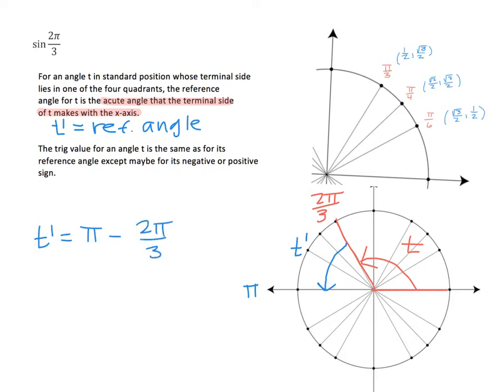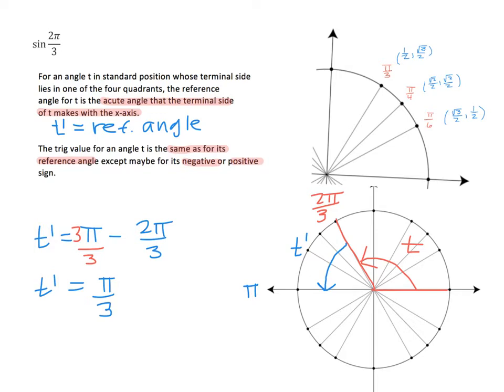So to do that subtraction, we can think about getting a common denominator. So multiply by 3 on the top and the bottom. And so we're going to end up with T prime, or the reference angle, is 3 pi minus 2 pi, so just pi over 3. Okay, so the significance is that the trig value for an angle T is the same as for its reference angle, except maybe for its positive or negative sign.